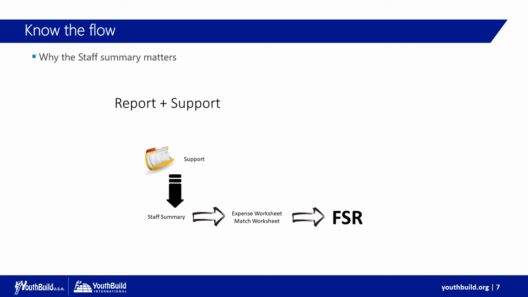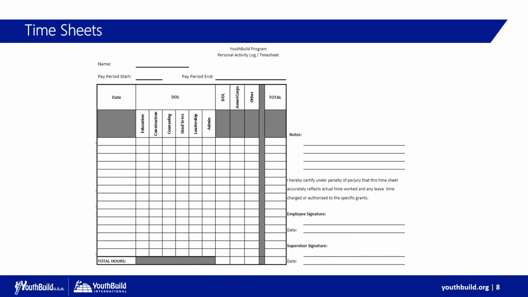So that supporting documentation, payroll, and timesheets goes into the staff summary, which then goes into the expense worksheet and match worksheet, which gives you your FSR. So it's important to keep this in mind, this flow of information. If something's wrong with the staff summary, something might be wrong with the expense and match worksheet, and therefore the FSR. To understand the purpose of the staff summary, we should get familiar with your bi-weekly timesheets.